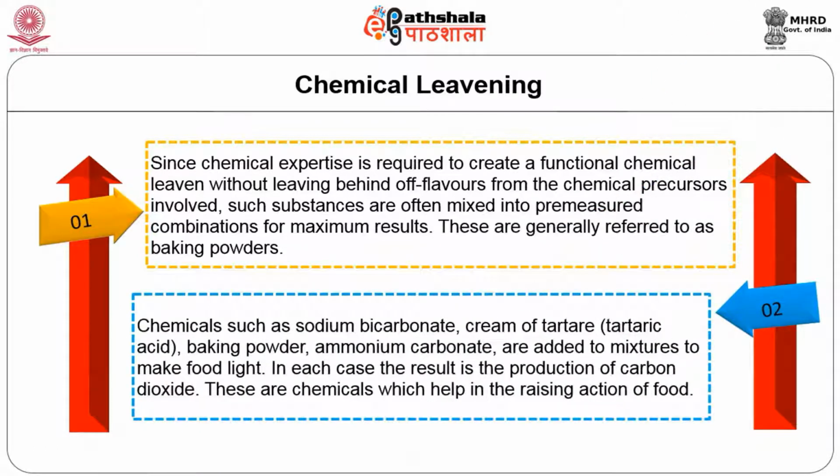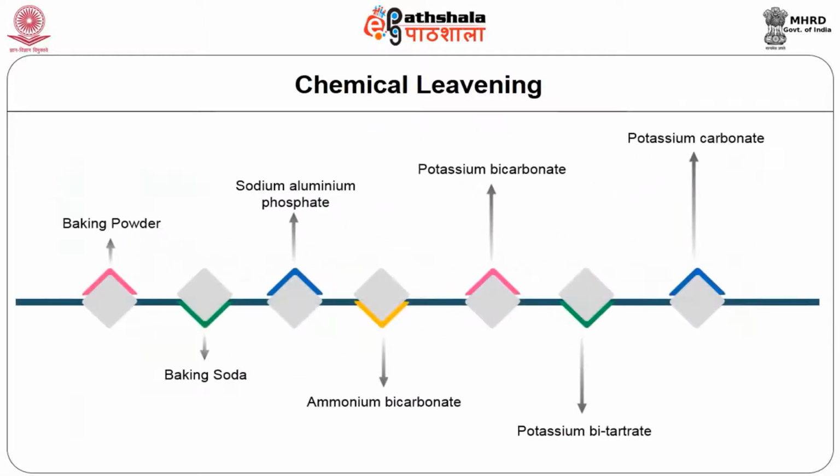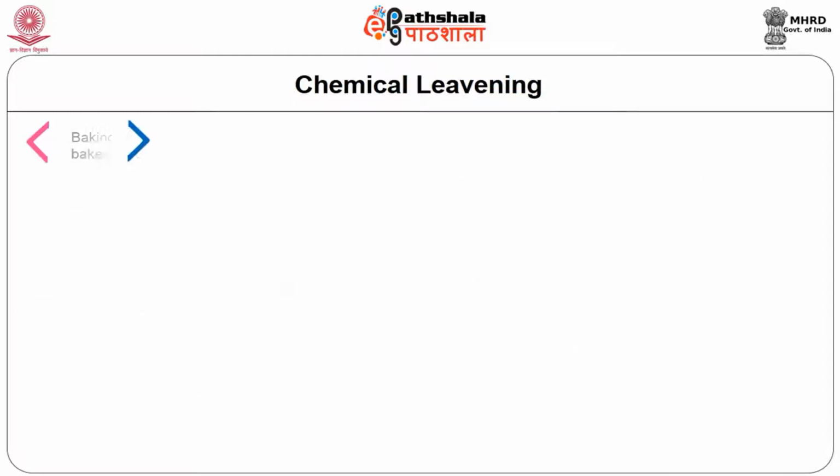Chemicals such as sodium bicarbonate, cream of tartar, baking powder, ammonium carbonate are added to mixtures to make food light. In each case, the result is the production of carbon dioxide. These are the chemicals which help in the raising action of food. Baking powder, baking soda, sodium aluminum phosphate, ammonium bicarbonate, potassium bicarbonate, potassium bitartrate, potassium carbonate.